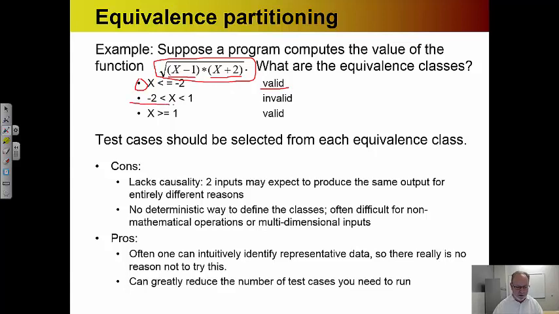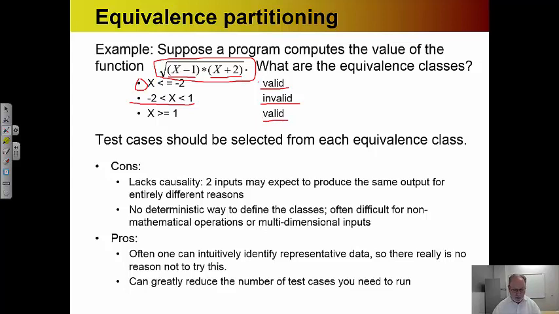However, if I give something in the range between minus 2 and less than 1, then one component or the other is going to end up being negative, and I'll have an invalid one. So this would be an example of a negative test. And then I can have x greater than or equal to 1, and again both components will now be positive, and I'll get a positive result for the product, in which case I can take the square root, and I'm back to having a valid case.